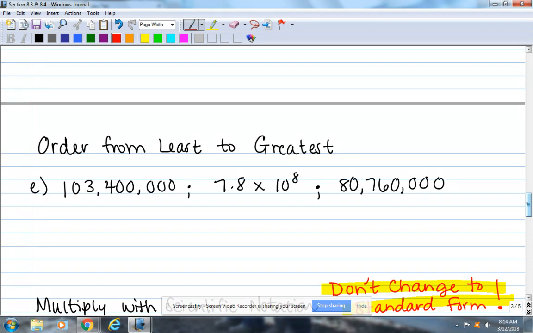Well, since I got 2 out of the 3 already standard, it might be easier just to make that middle one standard, right? So what is 7.8 times 10 to the 8th power? I moved the decimal which way, how many times? Right? 1, 2, 3, 4, 5, 6, 7. And a comma goes right here. So that's 78 million.